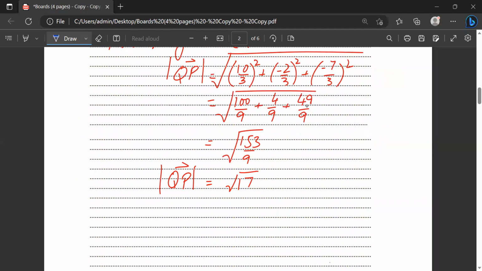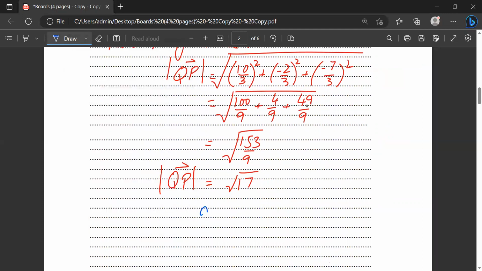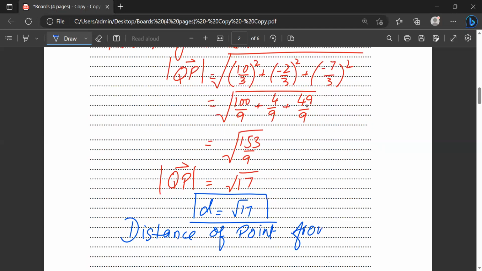So hence, therefore, D is equal to root 17 units, which is the distance of the given point from the given line. And this is the procedure for finding the distance of the point from the line.